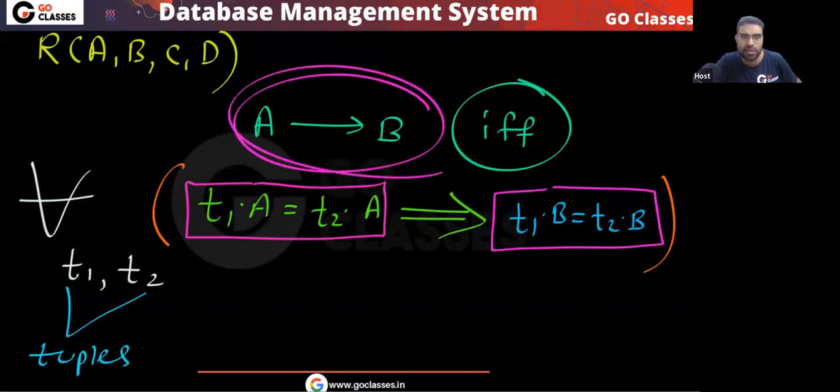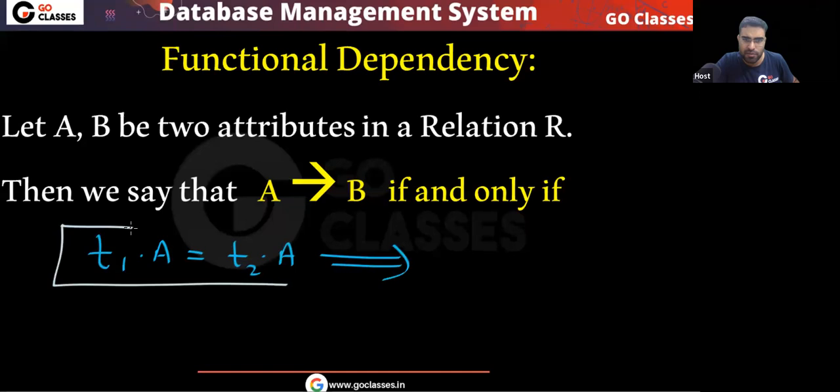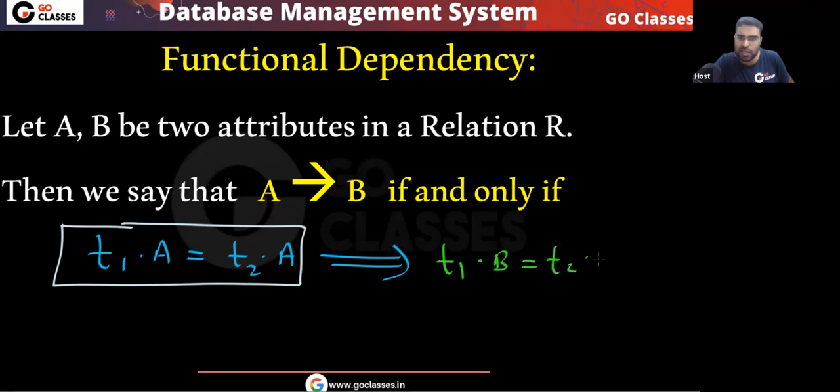You can read that A determines B. Okay, so this is the definition. I can say A determines B if and only if T1.A is equal to T2.A implies T1.B is equal to T2.B. Remember, this means that if two tuples have the same A value, then they should have the same B value.